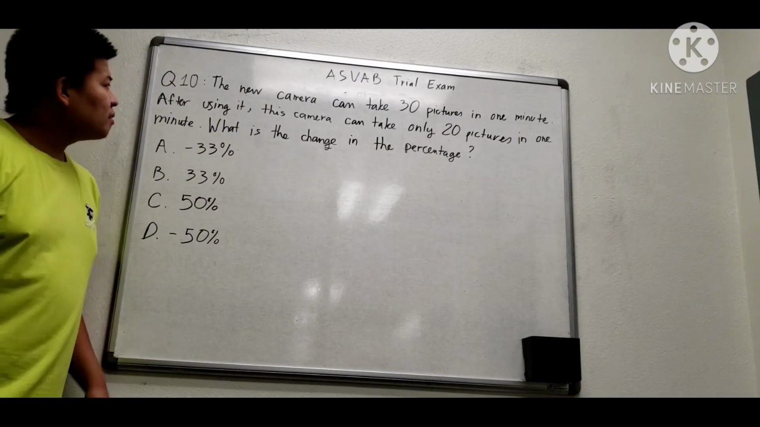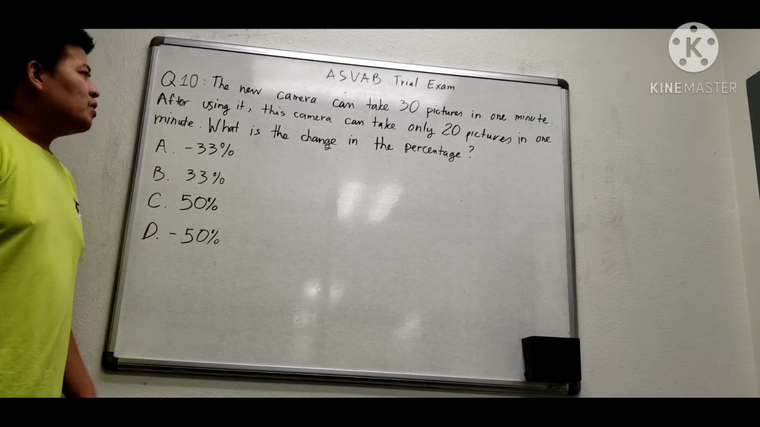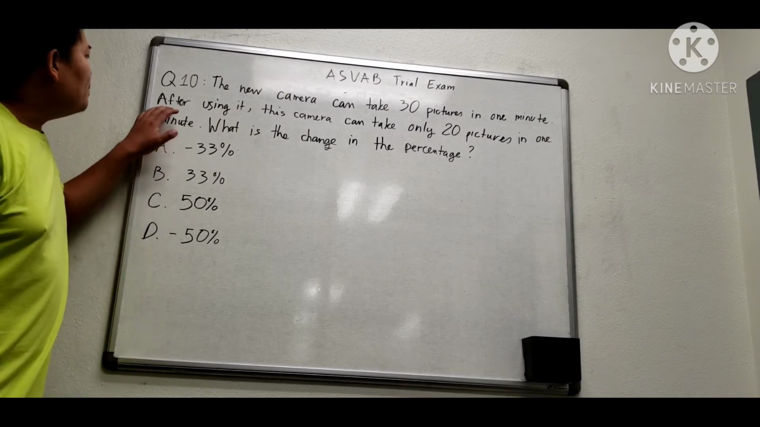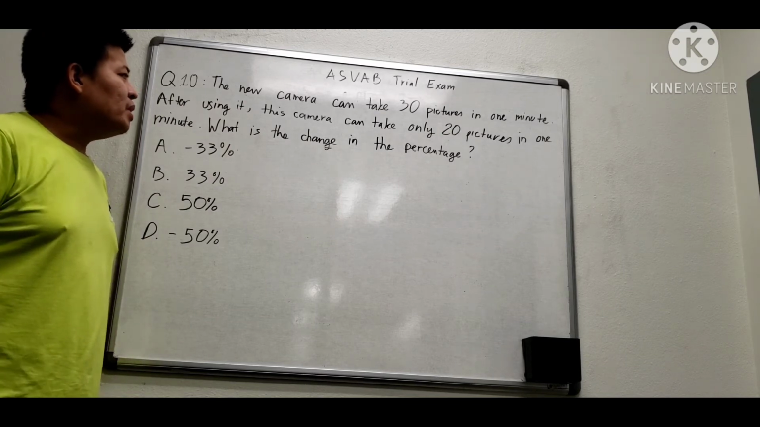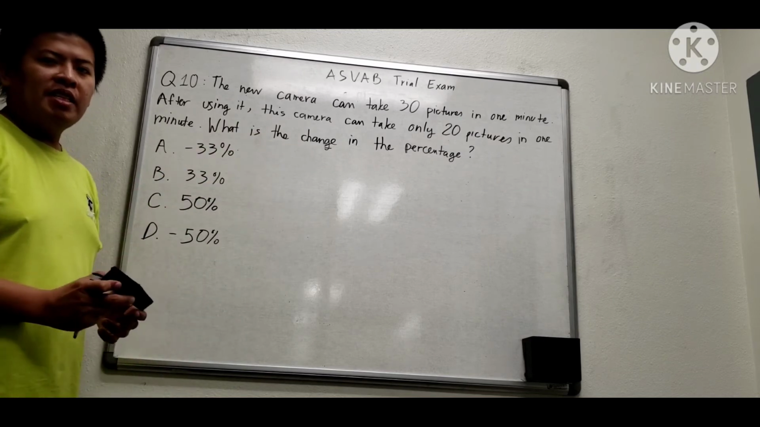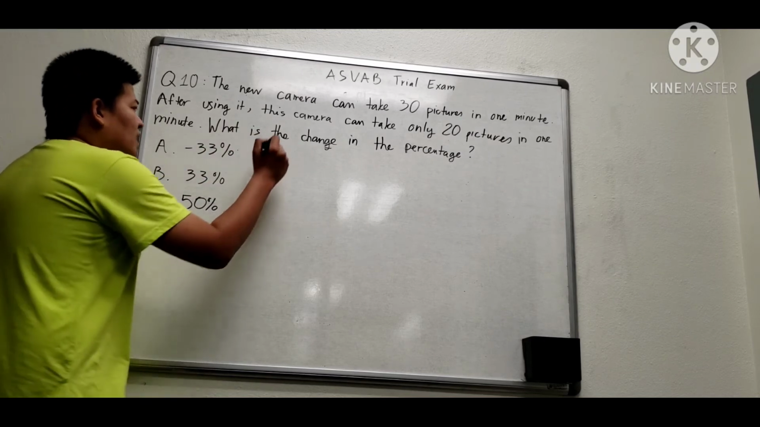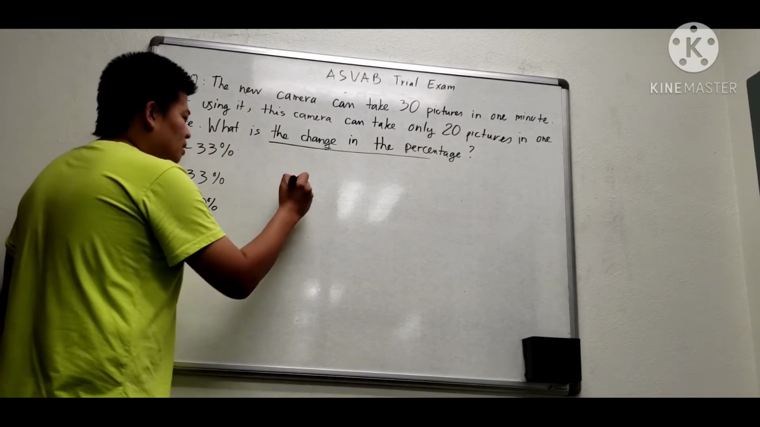Question number 10. The new camera can take 30 pictures in 1 minute. After using it, this camera can take only 20 pictures in 1 minute. What is the change in the percentage? So the question asks about the change in the percentage. I will show you the formula.